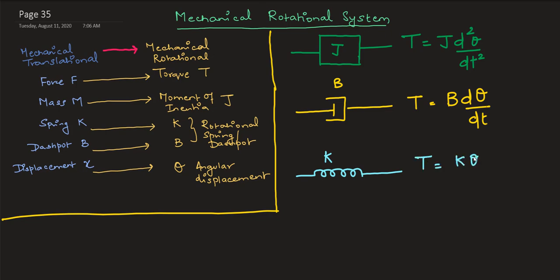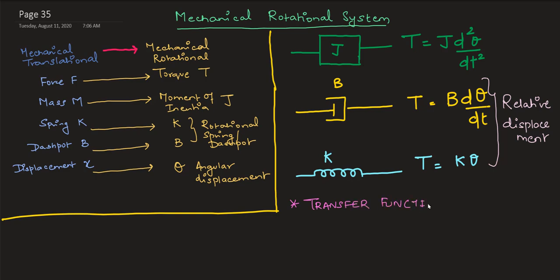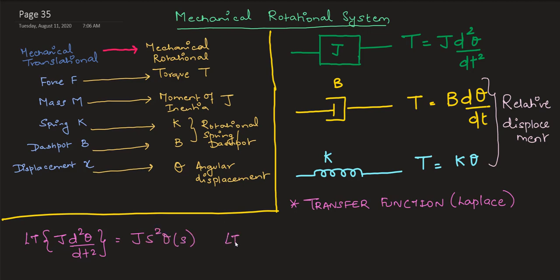So what we need to learn now is how to solve the same differential representation, the Laplace representation and the transfer function for a mechanical rotational system. So what is the substitution? How does a mechanical translation system compare to a mechanical rotational system? Your force is represented by torque, your mass is represented by moment of inertia, your spring and dashpot are the same, but they are called the rotational dashpot and rotational spring, and your displacement x becomes your angular displacement theta. That is pretty much it. The rest of the things are the same.